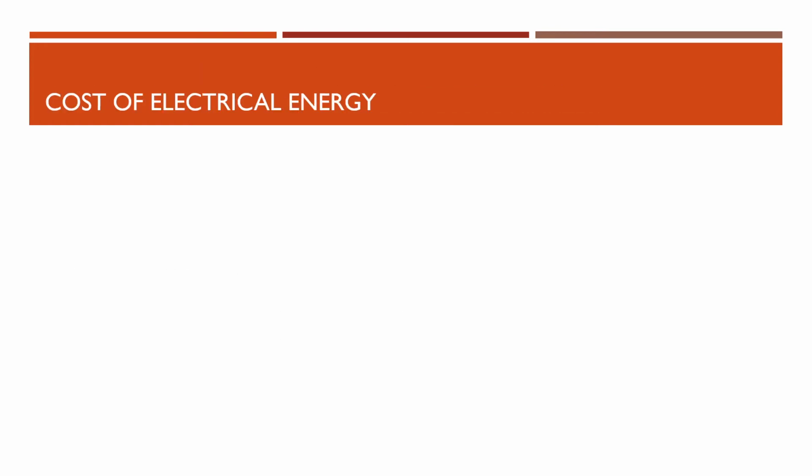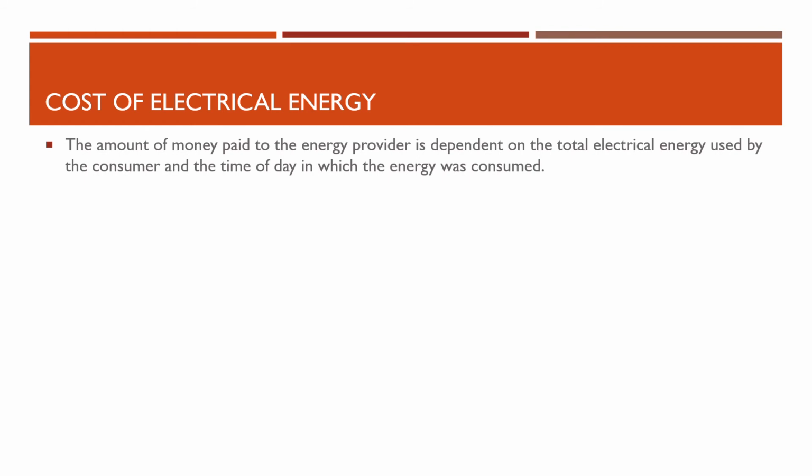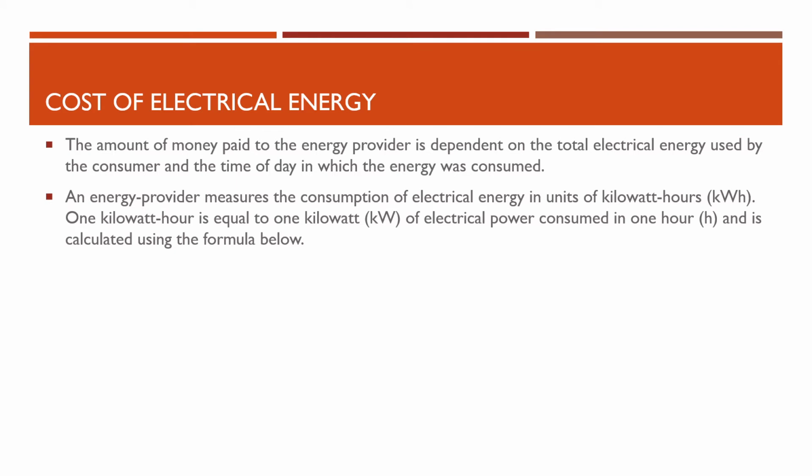Cost of electrical energy. So now we're going to look at cost. So this is the next part. The amount of money paid to the energy provider is dependent on the total electrical energy used by the consumer and the time of day in which the energy was consumed. So you actually pay a different amount of money depending on what time of the day it is. An energy provider measures the consumption of electrical energy in units of kilowatt hours. 1 kilowatt hour, it's a bit of a handful to say, is equal to 1 kilowatt of electrical power consumed in 1 hour. That makes sense.